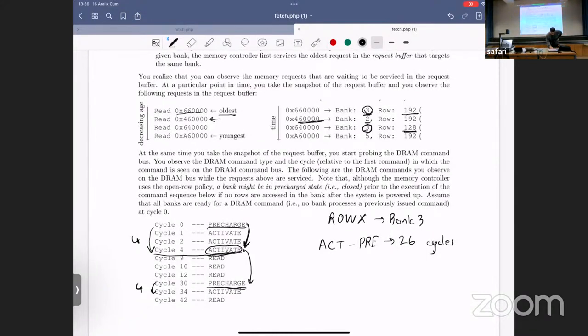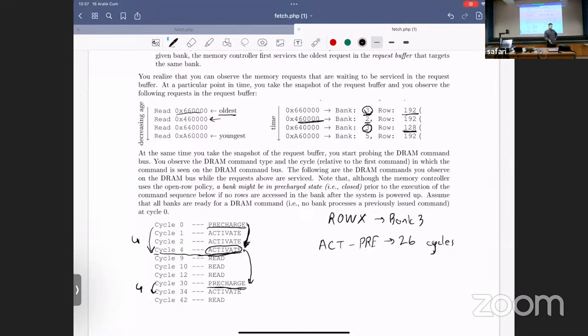So if it was not targeting bank three, let's say, we would expect it to be scheduled here. There's no reason to expect it to be scheduled at cycle four, basically. So what I'm trying to say is we know that the precharge in the first cycle precharged bank three. And if there is a timing constraint that's, let's say, larger than 3 cycles, which is apparent here, right? Then the activate command that comes after that many cycles should target the same bank, essentially.